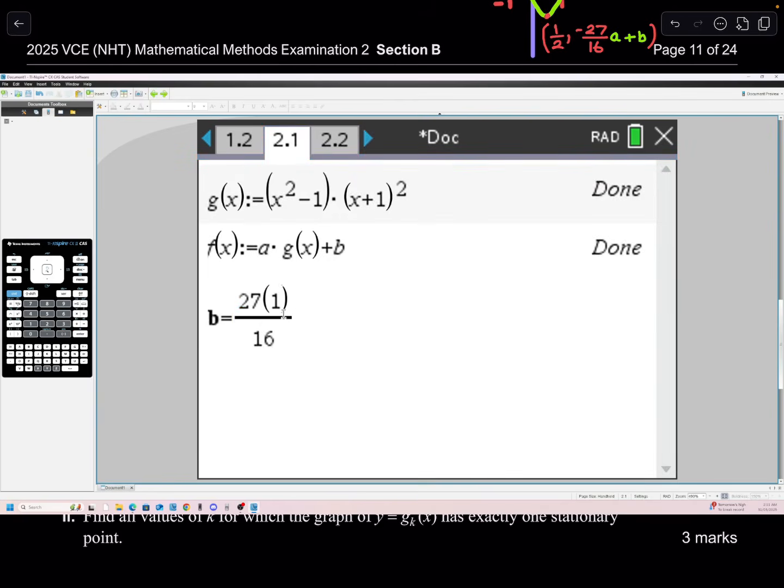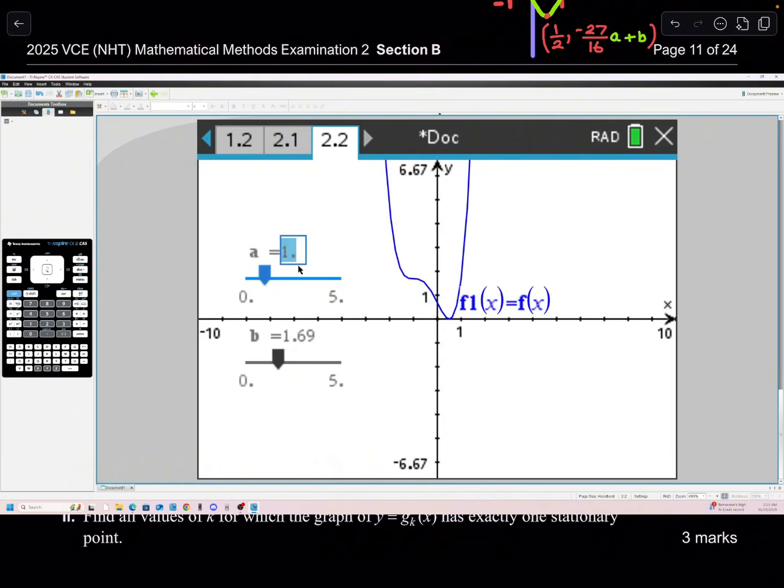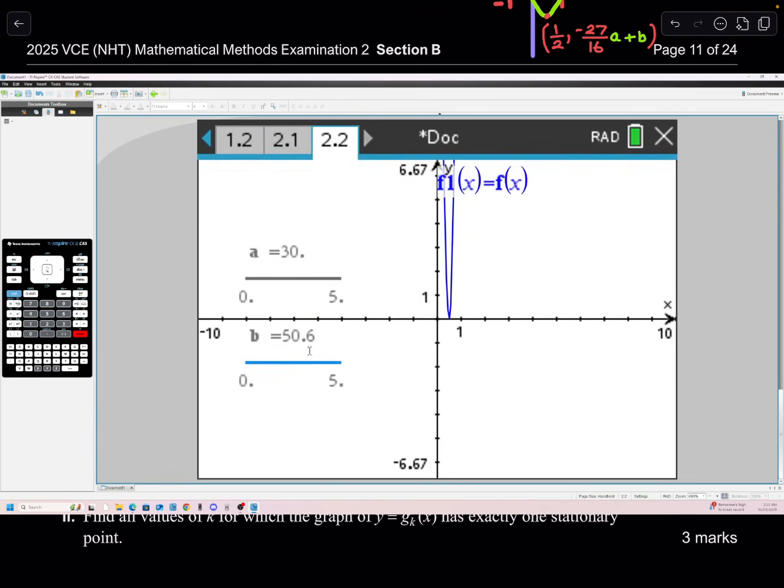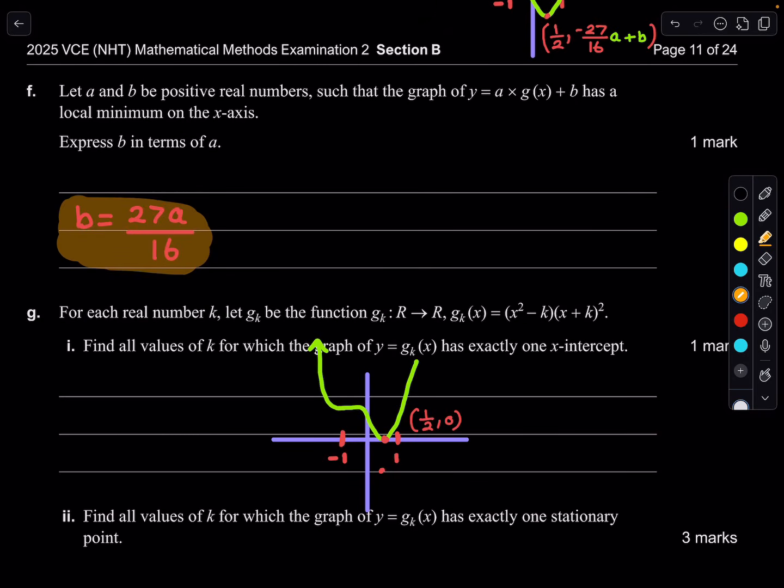So for example, what about a equals 2? Or, I don't know, 30, because it's positive, yeah? If you do that, it still works. When a equals 30, let's put 30 here. And then your b value has to be this here. Enter. Do you see how it's still on the x-axis? So this is a general solution. That's how it works. I hope that makes sense, yeah? Let's go back to our paper, and yeah, that is perfect. So b equals 27a over 16. I hope that makes sense.